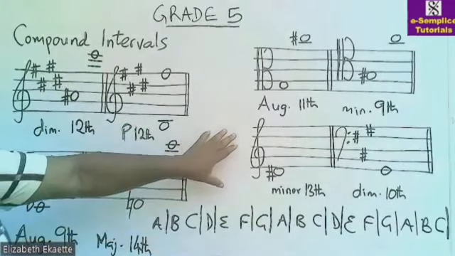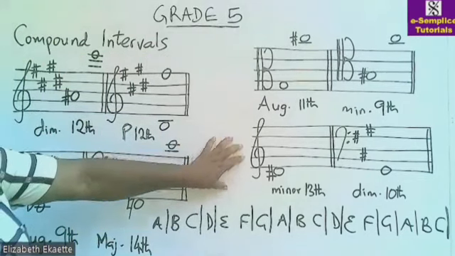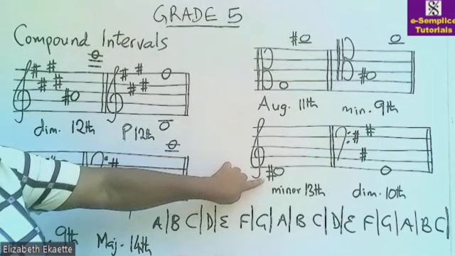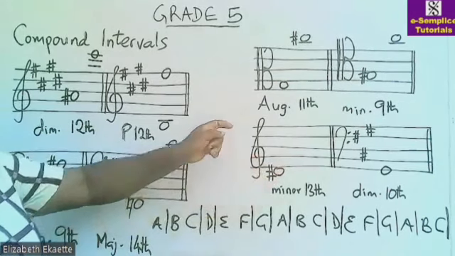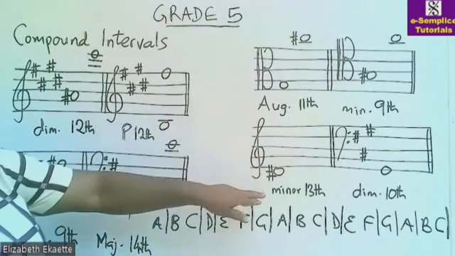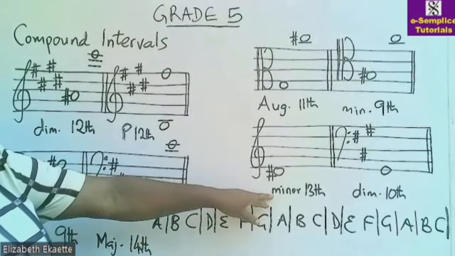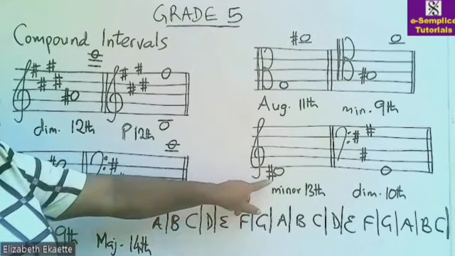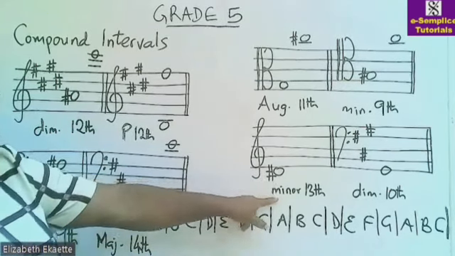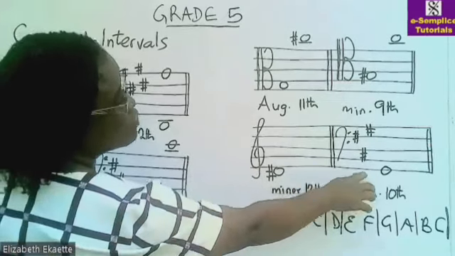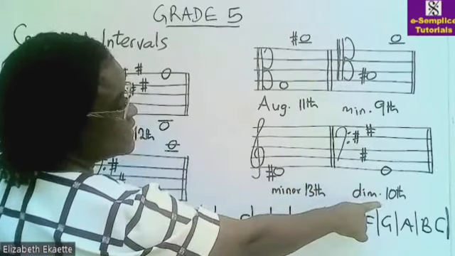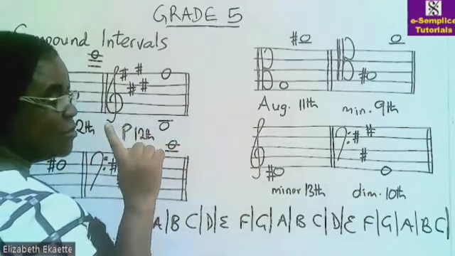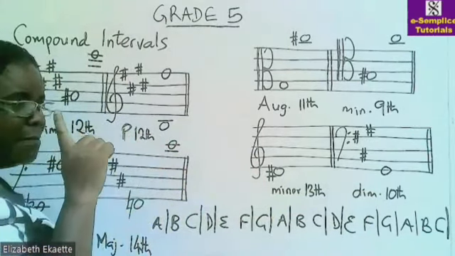Now, at this particular question, what you are required to do, the interval has been given already, and a lower note is given for both. You are to write an upper note to form this interval. Very easy. Write a note above this note to form minor 13th. Write a note above this note to form diminished 10th. So number first, always, no matter how the question comes, number first.